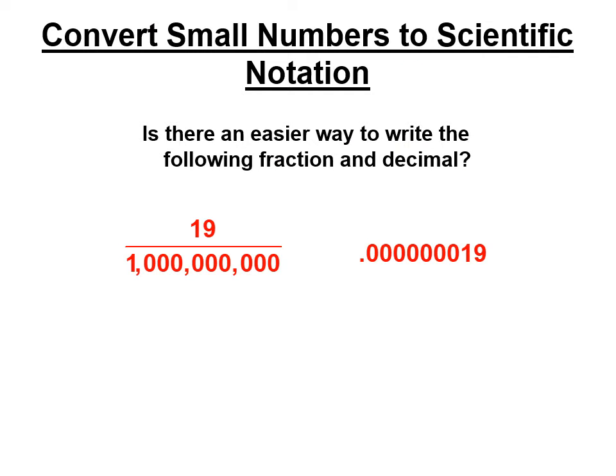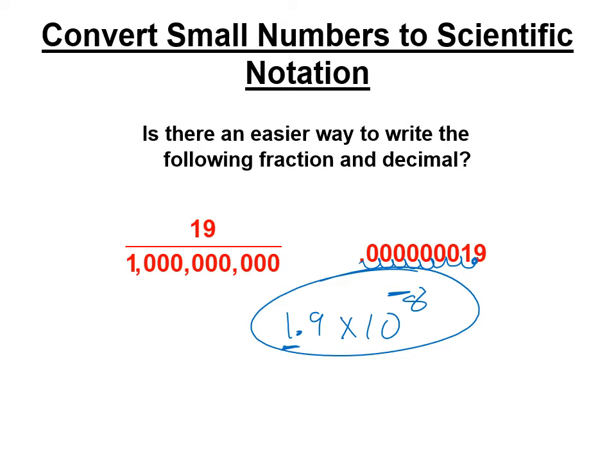Right? So that's 19 billionths. And 19 billionths, right, is 1.9. The decimal is still going to go after the first digit, and it's still the number of moves. 1, 2, 3, 4, 5, 6, 7, 8. But if you do that, that's going to be 19 billions. We need 1 billionth, all right, and so we need -8. Negative exponents make small numbers.